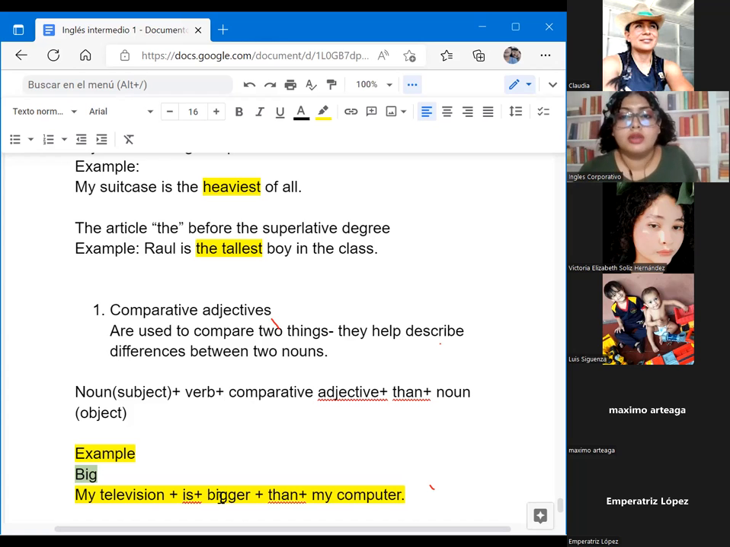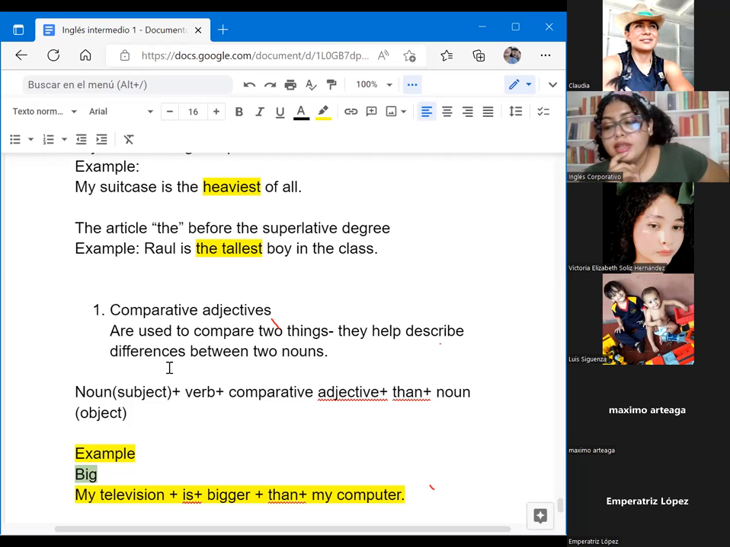Esa es la estructura, ¿verdad? Ya con un ejemplo, cómo nos va a ir quedando nuestras oraciones. My television is bigger than my computer. Televisión es mi sujeto porque es el main subject or the main noun that I am referring to. Then I have to write the verb, in this case is the verb to be. Then I need to have the adjective, that is always in that spot. And then the other noun that is the one with which I am making the comparison. Ahí estoy haciendo la comparación entre la televisión y la computadora. Son mis dos nombres, mis dos sujetos y objetos. Y ahí están los elementos ya escritos o transformados en different words.